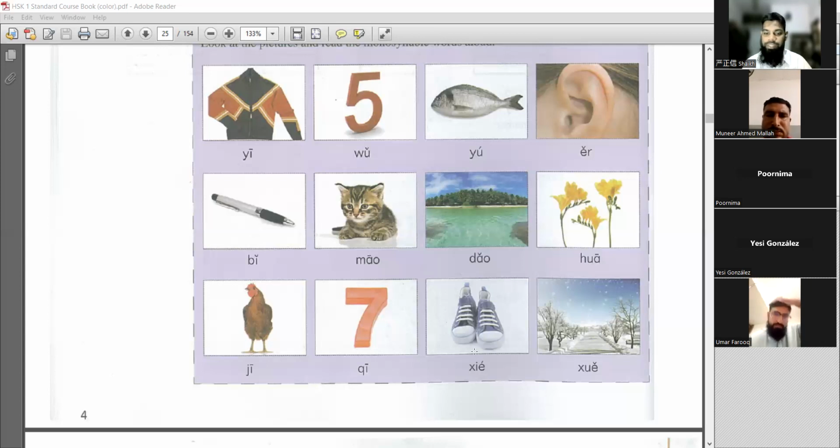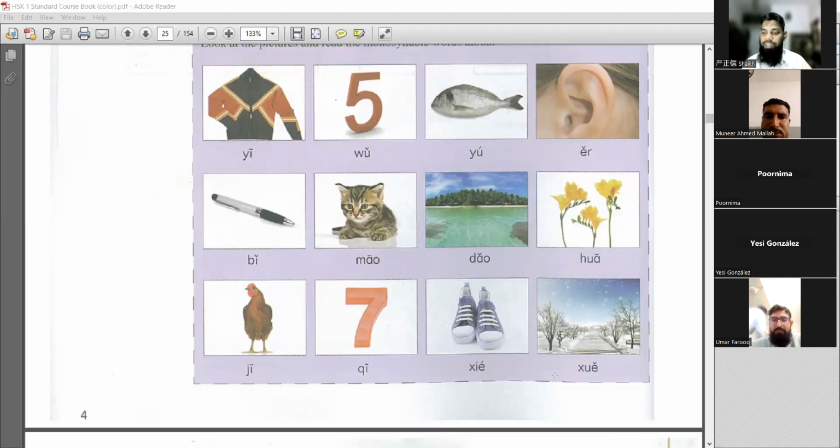And then we have Xie. So this is an X. An X is pronounced in this way. Xie, and then it combines together with E and it becomes Xie. So this Xie means shoes in Chinese.